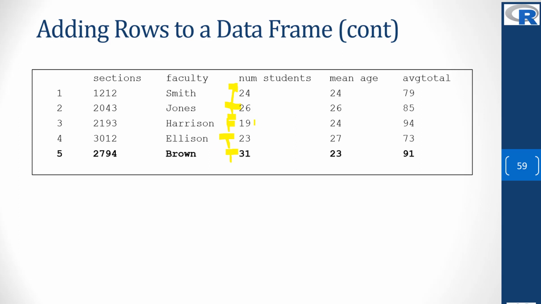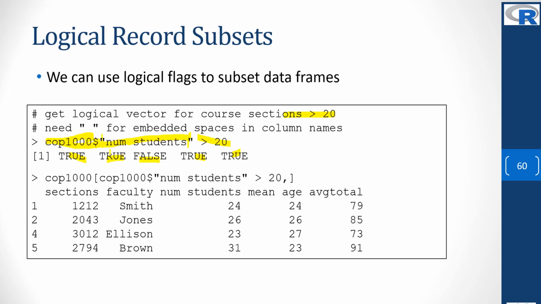So we should have true, true, false, true, true, and that's what we have in the results here. So our expression is good. Now we need to plug it into square brackets to do the logical subsetting. So it's COP1000, and then COP1000 with the quoted column name of num students greater than 20. That's our logical expression.